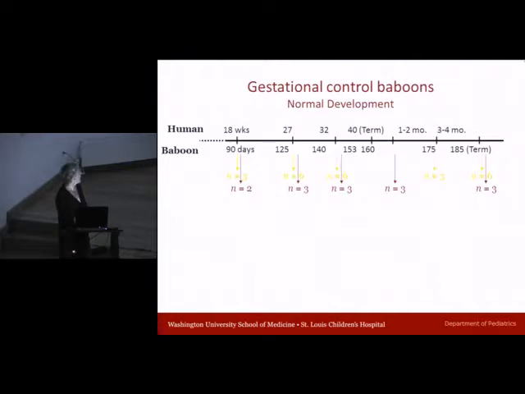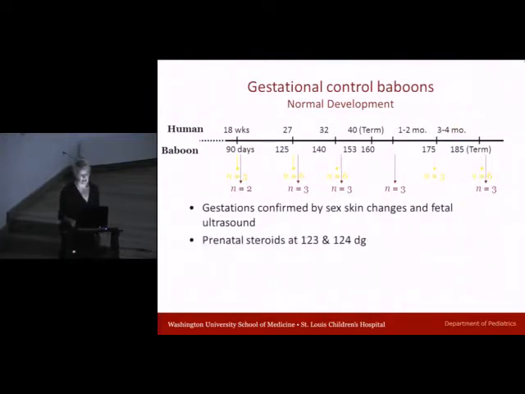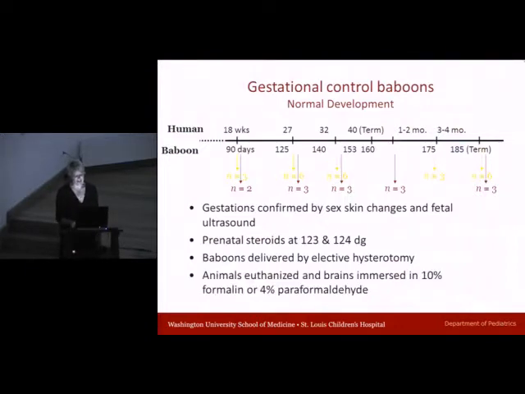Often the baboons were delivered around 125 days, and this is 3 different studies, not 3 baboons, that accounted for about 30 baboons. And the mothers were given antenatal steroids. They were delivered by elective cesarean section. And then we had the animals alive for usually 14 or 28 days, and then they were euthanized. And we looked at the histology, and we also undertook imaging of the primate brain.